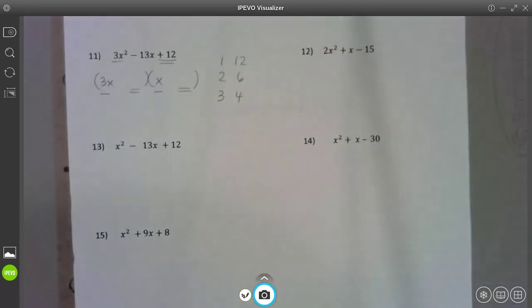Those are them. So guys, this is why it's called the guess and check method. You just pick two factors, 3 and 4, 2 and 6, 1 and 12, and you start plugging them in and guessing and checking those rainbows.